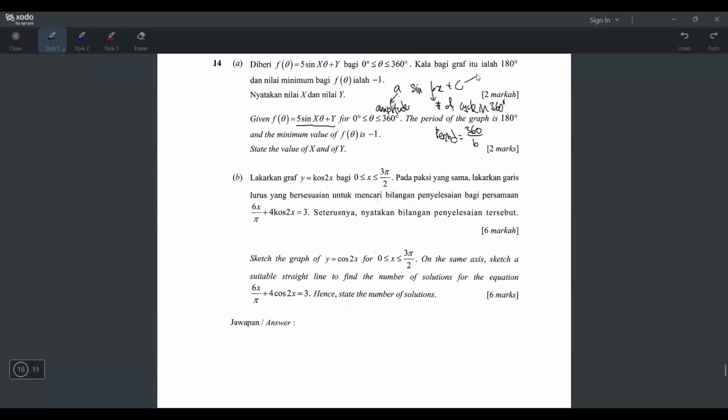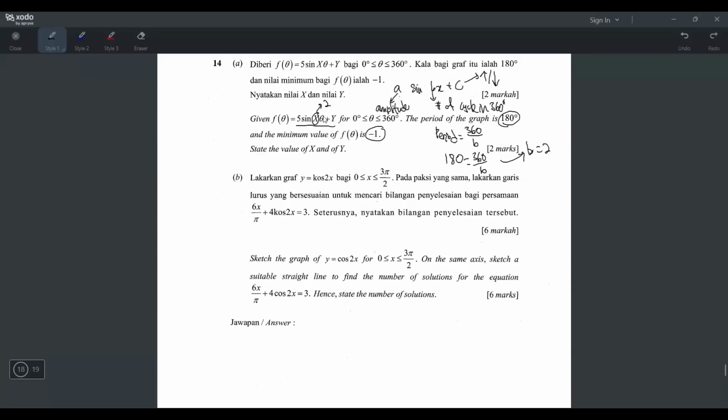Okay, the C is just, if the C is positive, then your graph has to shift up, and if your C is negative, you have to move down, right? They say here the period of the graph is 180, so the B must be 2. Because of this formula, 180 equals 360 over B, so B equals 2. So the x right here is 2. Then it says the minimum value of f(theta) is -1. State the value of x and y.